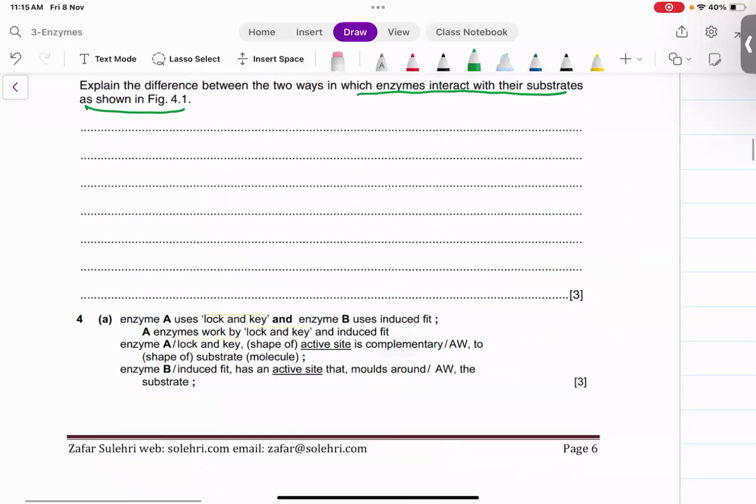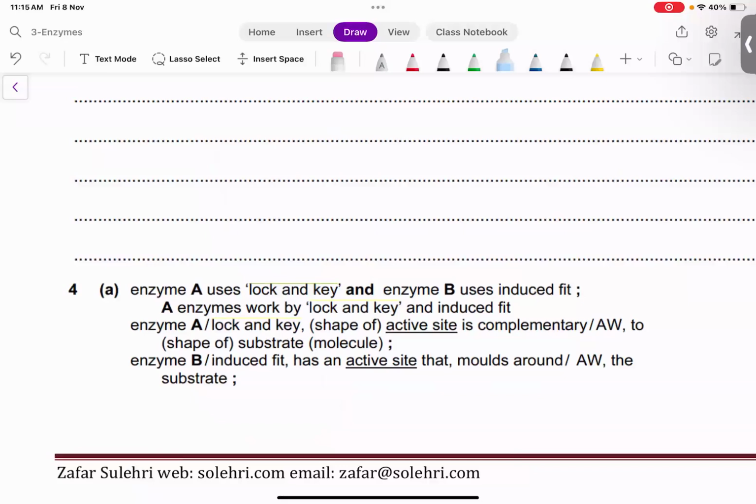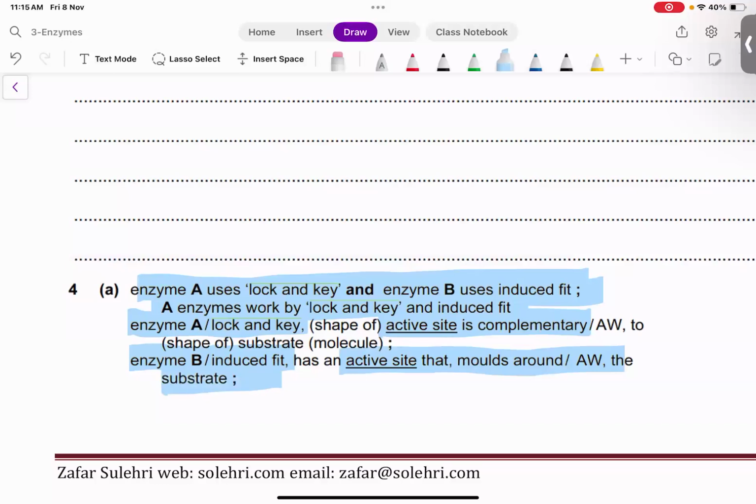So enzyme A is the lock and key model. B uses the induced fit model. Enzymes work by lock and key and induced fit models. Enzyme A, lock and key, the shape of the active site is complementary. And enzyme B, induced fit, has an active site that molds around the substrate or changes its shape. You can change the wording. Okay, changes the shape. So that's why it is an induced fit model.